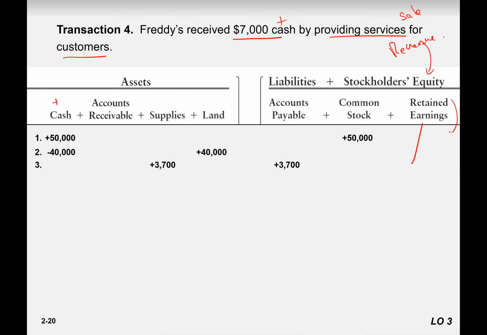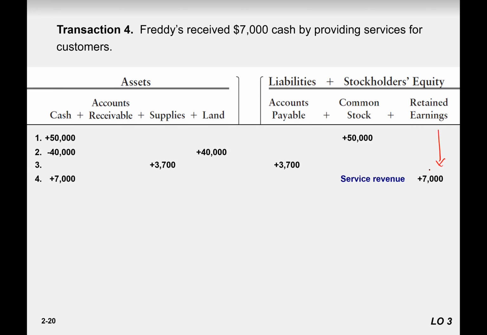How retained earnings? Because the formula for retained earning is retained earning plus net income minus dividend. So where did this net income come from? Revenue minus expenses, right? That's why revenues and expenses belong to retained earning, and retained earning belongs to shareholder equity. So that's the point I want to clear here. Now you understand, right? So this 7,000 cash is going to be here and in retained earning. This is just for the explanation. This is service revenue.